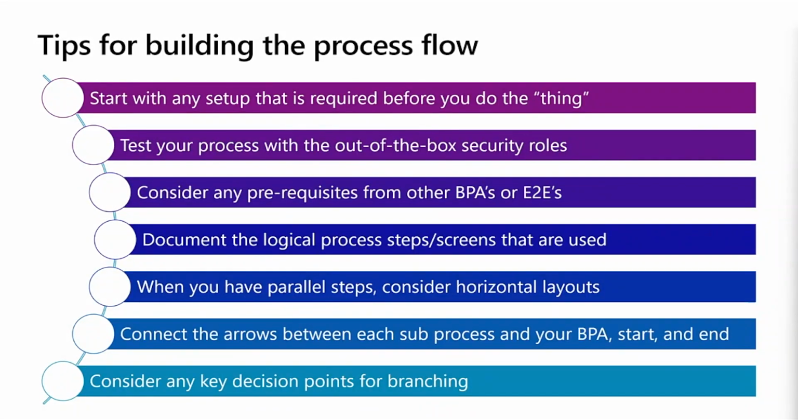But after you've got all of the boxes in the right sequence, then you can start to connect the arrows between each of your sub-processes and your business process area, and make sure that you start at the start and you end at the end. And also think about any of those key decision points where you're going to branch out, and make sure that any of the branches that you put on have a yes and a no branch.